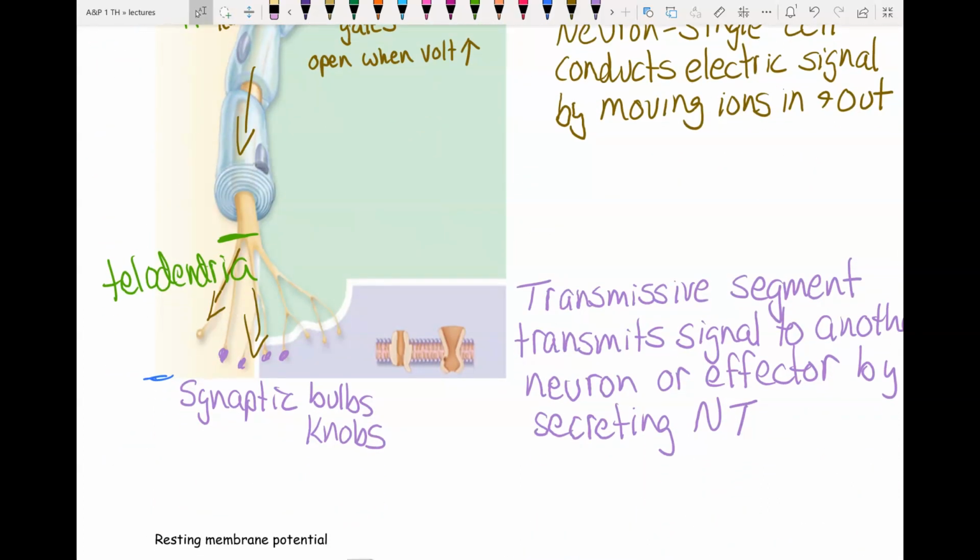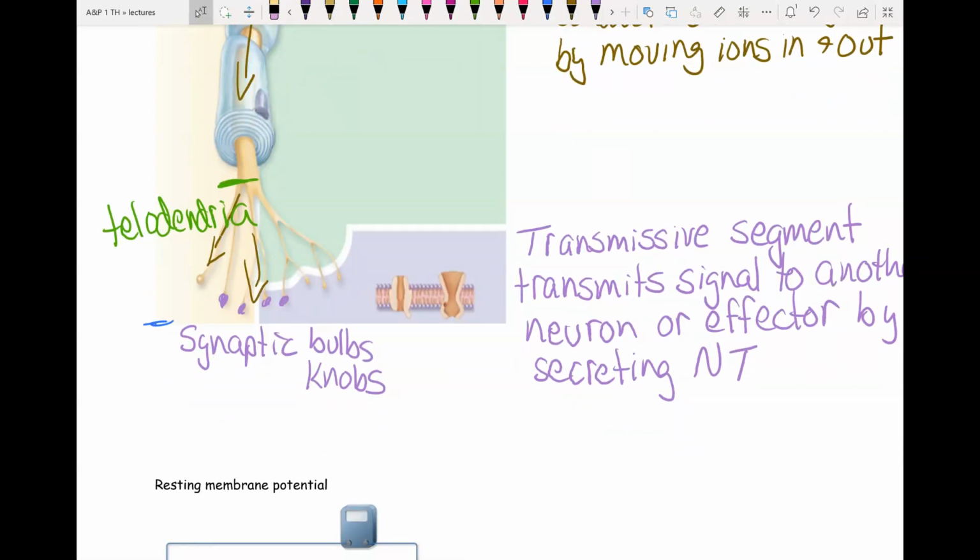Then if we go down to the transmissive segment, here is where you move calcium in and out. This one is a calcium gate, and when it opens, it lets calcium in. And this one is a calcium pump, and it pumps calcium back out. And this gate is voltage regulated. So notice the pump moves calcium the opposite direction of the gate.